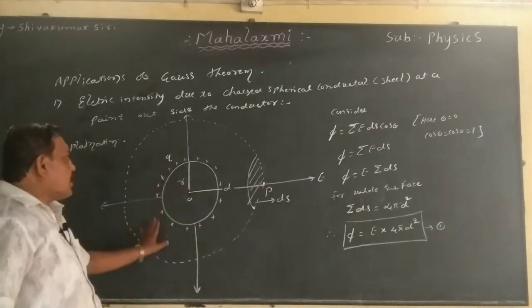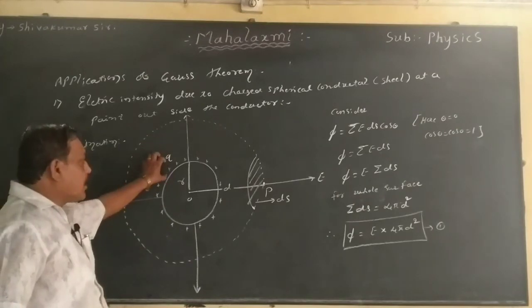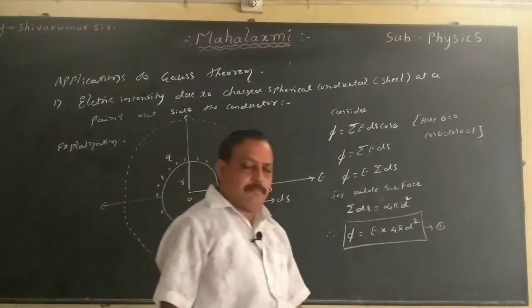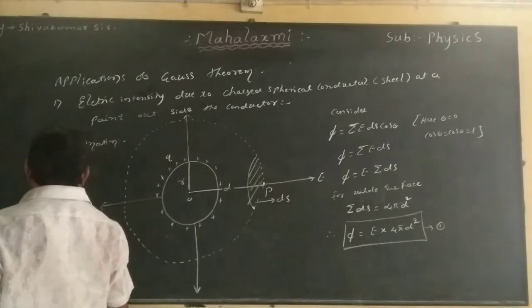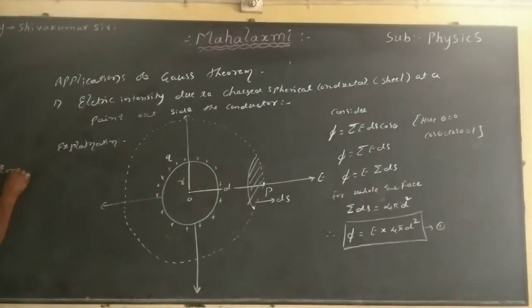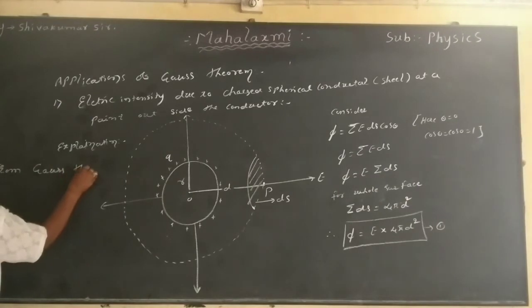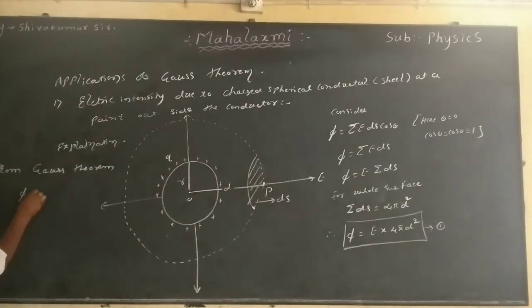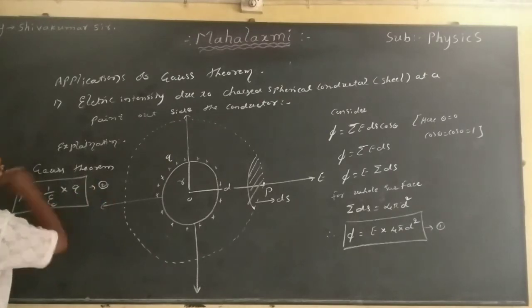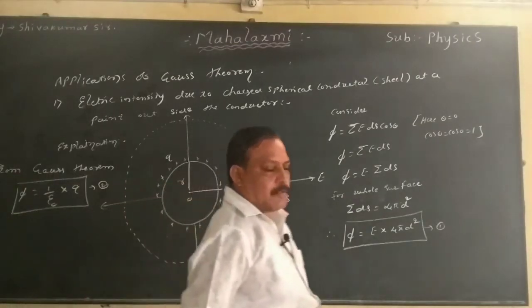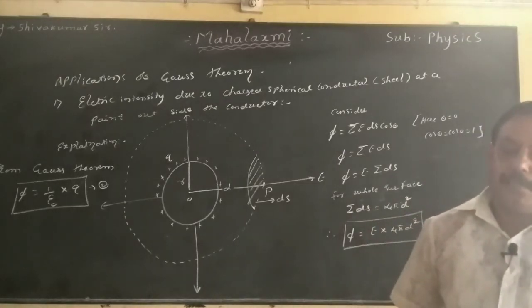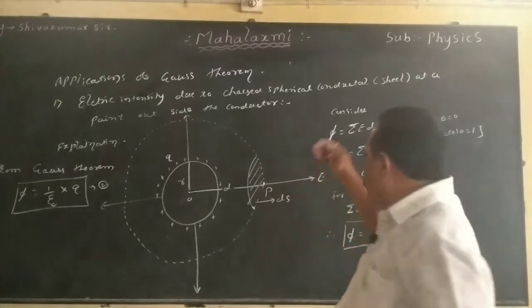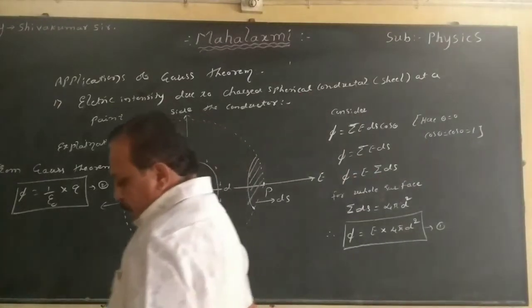There is a distribution of charges. I want to calculate the electric field due to this distribution of charges. I must go towards the Gauss theorem. From the Gauss theorem, phi equals 1 by epsilon naught times the total charge enclosed. I call this equation number 2. Are you getting the point? Simple derivations, don't get confused. Only two equations are going to be used. Just see the things which are written on the blackboard.